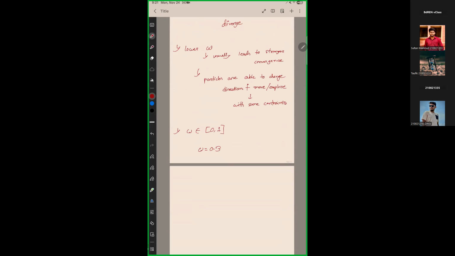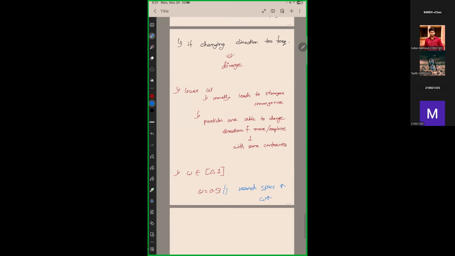But if the search space is very large, should you keep it 0.3 or should you increase it a little bit or decrease it a little bit? Increase. So if I consider it as the optimal one, if your search space is very large, then the omega value should be a little bit higher than that. Okay, this is for general size. Larger search space means the omega value should be increased a little bit.